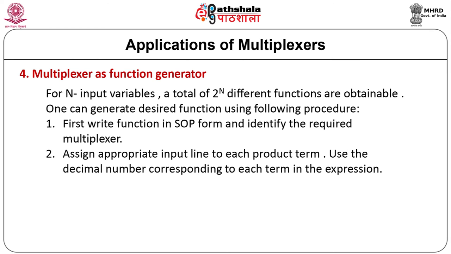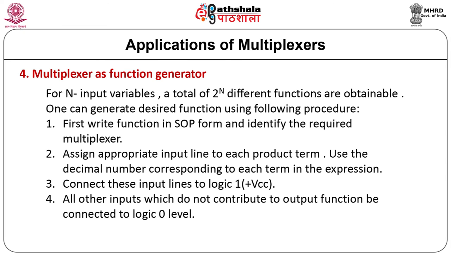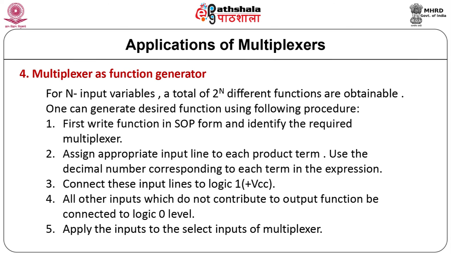Step number 2, let us assign the appropriate input line to each product term. Use the decimal number corresponding to each term in the expression. Step 3, connect these input lines to logic 1, that is VCC, and step 4, all other inputs are connected to logic 0, that is ground. And last step, apply the inputs to the select lines of the multiplexer, thereby producing the desired function.